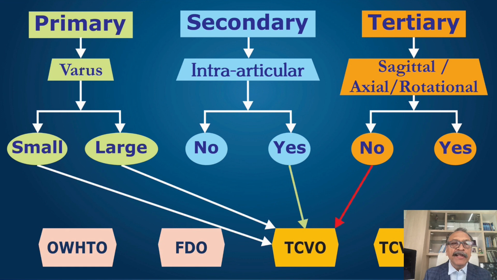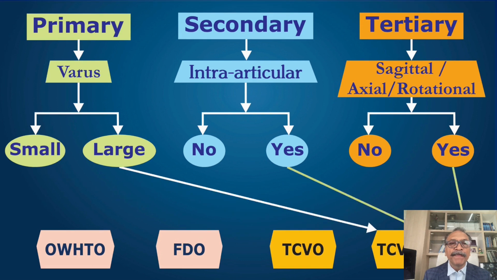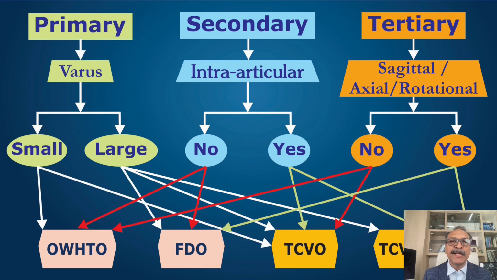Let's come to the intra-articular ones. When the primary deformity is varus with an intra-articular deformity but without a tertiary deformity, then a tibial condylar valgus osteotomy is the ideal osteotomy. And finally, when you have a large deformity which is present in the primary, secondary and tertiary planes, in the coronal, in the sagittal, axial, rotational and intra-articular, then the TCVO combined with a second osteotomy may do the job. And this is the entire algorithm.